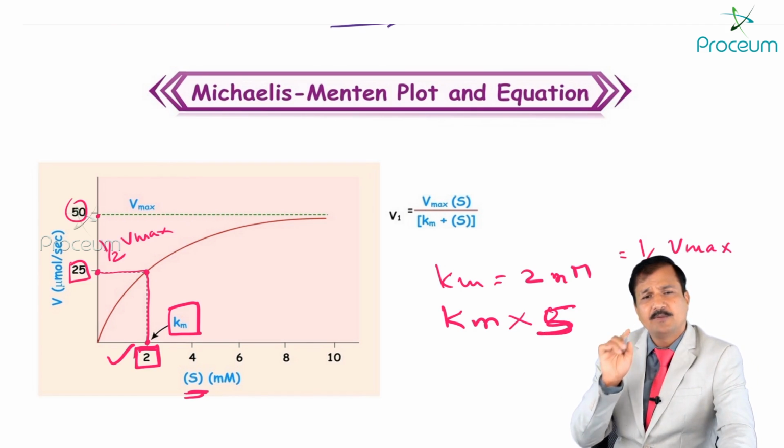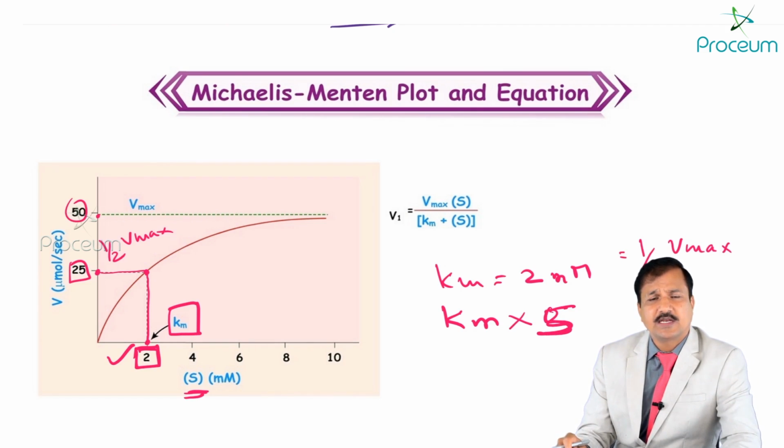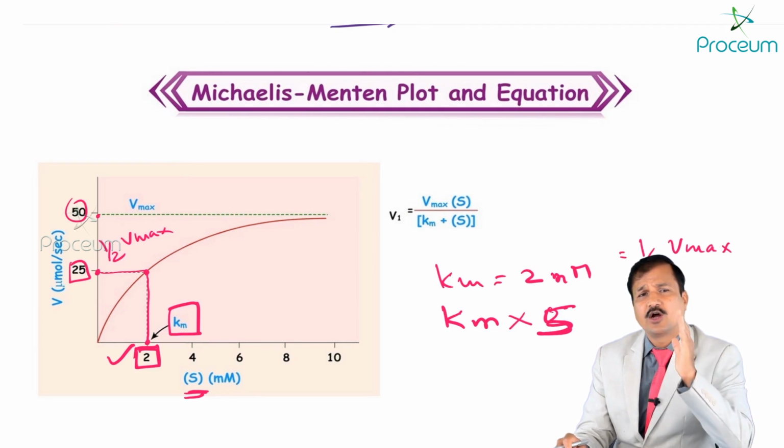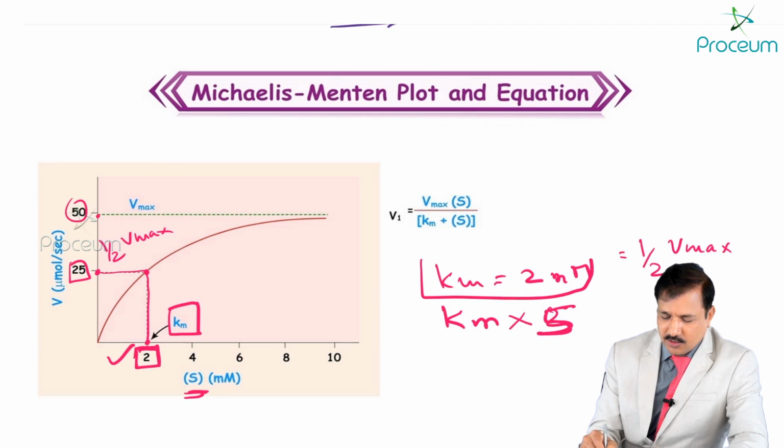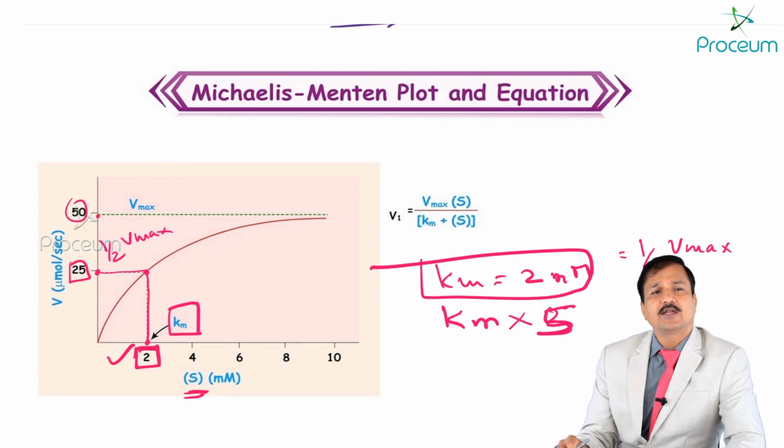Okay, that is the minimum amount of substrate that is necessary for an enzyme to go into Vmax. So you've got to remember that it is Km times 5. Example here: Km equals 2, right? Which is taking it to half maximum velocity, that is 25 per mole per second.